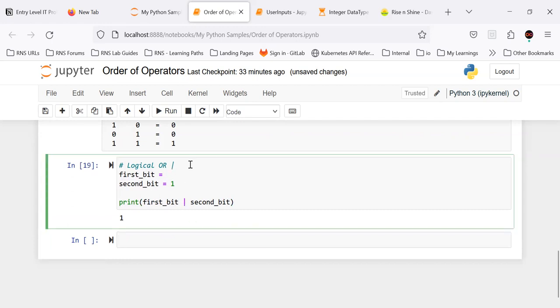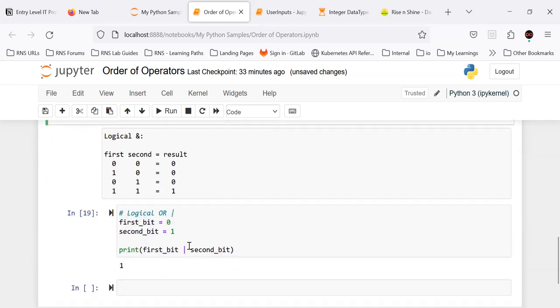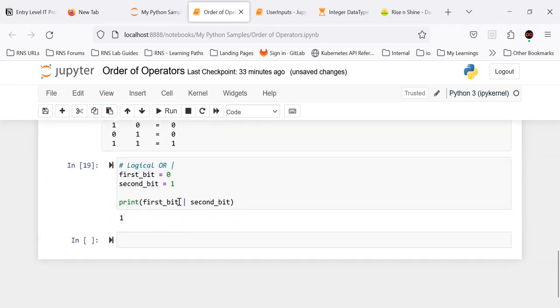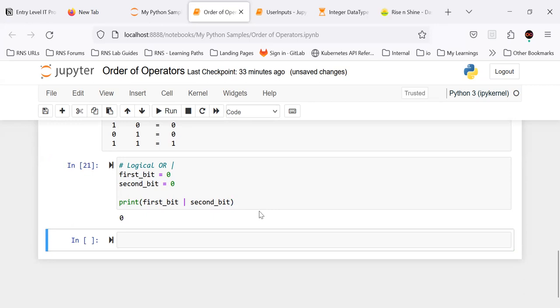Now, suppose I make the first bit 0, then what's going to happen here? Here I was using AND, here I am using OR. First bit is 0, second bit is 1. What's going to happen? If I execute this, that is also 1. Suppose first bit is 0, second bit is also 0. What's going to happen? Yeah, now I'm getting responses from some of the people. Yes, that is going to become 0.